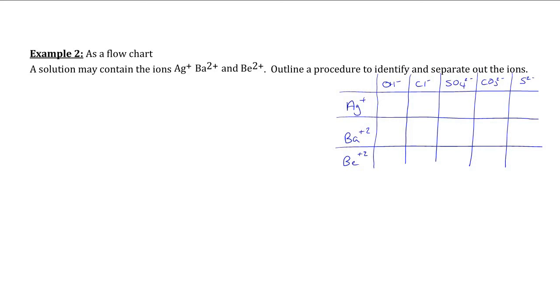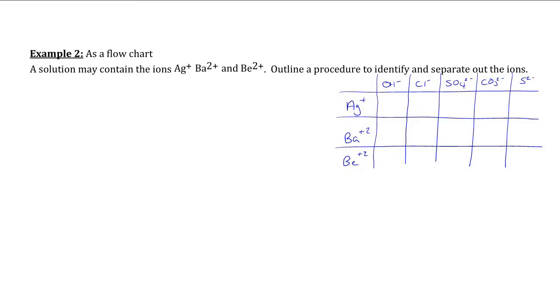Hi, welcome to example 2. We're looking at a flowchart as a way to show the qualitative analysis separation of ions in a solution. Just like in the first example you've been watching, the first thing we want to do is still create this little table, off to the side here, to show our thinking before we go ahead and use a flowchart.